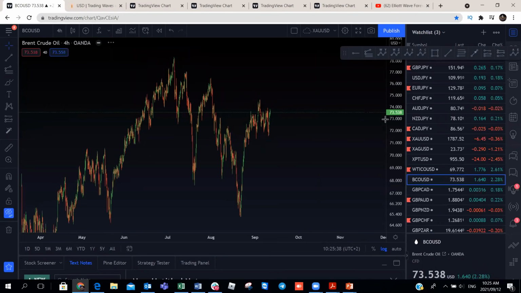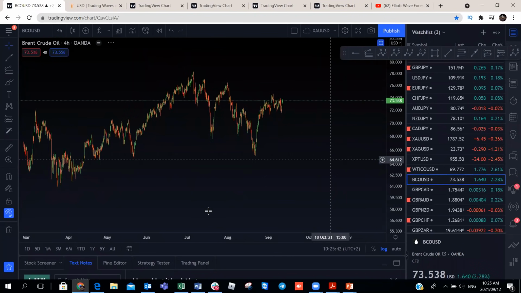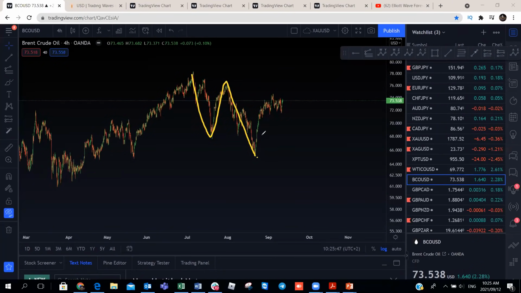Brent crude. Now, Brent crude, very interesting structure. We're looking for this to continue to the upside. A couple of weeks back, we looked at this bigger WXY corrective structure, and for oil to continue to push to the upside. Before I get to that, let's just mark this one here so you can see that this is a WXY corrective structure.